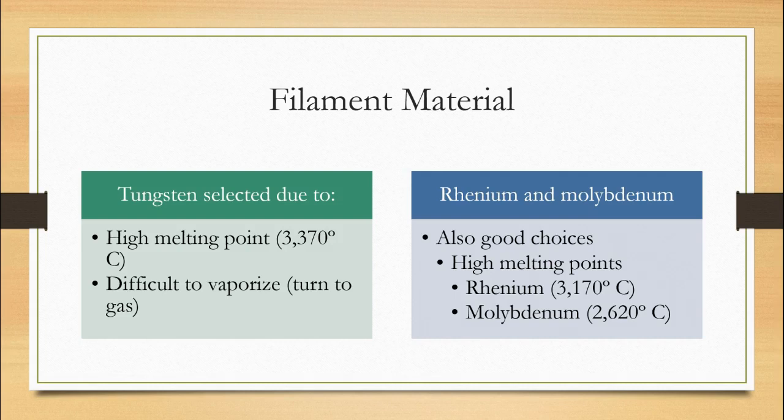So rhenium and molybdenum, now we use those with mammography. They're also good choices because they have high melting points. So rhenium, and we'll talk about rhenium within the focal track also. So its melting point is 3,170 degrees Celsius, and molybdenum is 2,620 degrees Celsius. So we like those metals also.